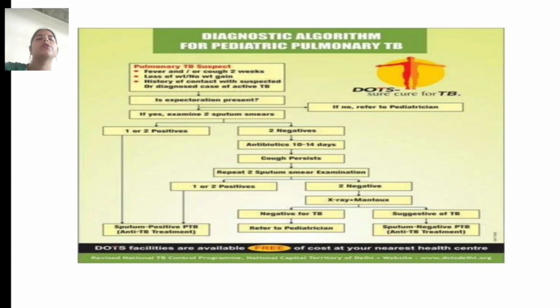In case of one or two positive, it is sputum positive PTB, and anti-TB treatment will be started. If two negative, give antibiotics for 10 to 14 days. If cough persists, repeat two sputum smear examinations: one or two positive, or two negative. In case of two negative, do an X-ray: negative for TB, or suggestive of TB, then refer to the pediatrician, and it is sputum negative TB, so anti-TB treatment will be started. DOTS facilities are available free of cost at any center for pediatric treatment.